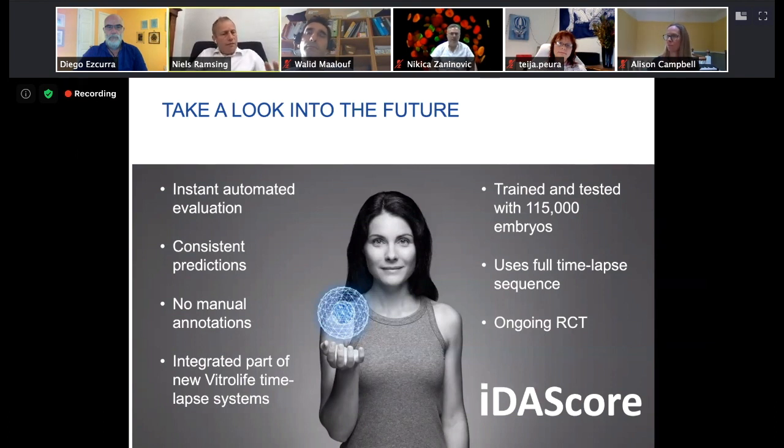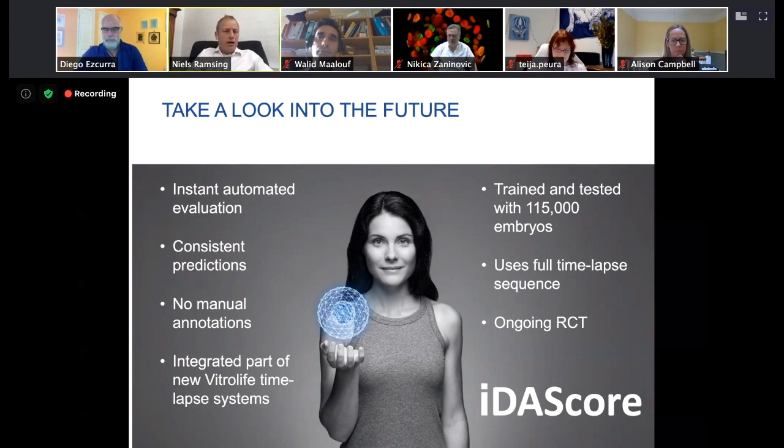So the advantage here is that you have an instant automated evaluation, which gives consistent predictions, and there's no manual annotations involved. And this will indeed be an integral part of all new Vitrolife time-lapse systems. And because you don't have these middle points where you can yourself validate whether the algorithm is doing the right thing, it's very important that it's trained on a very large data set. And we have a data set of more than 115,000 embryos that we've used for this training. It uses the full time-lapse sequence and even the different focal planes that are acquired in the full time-lapse sequence.